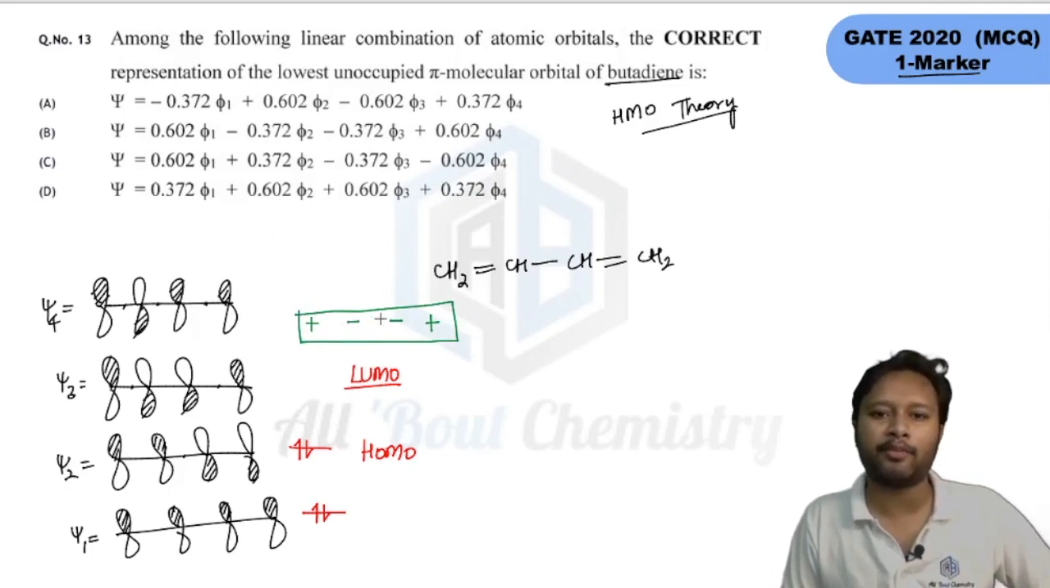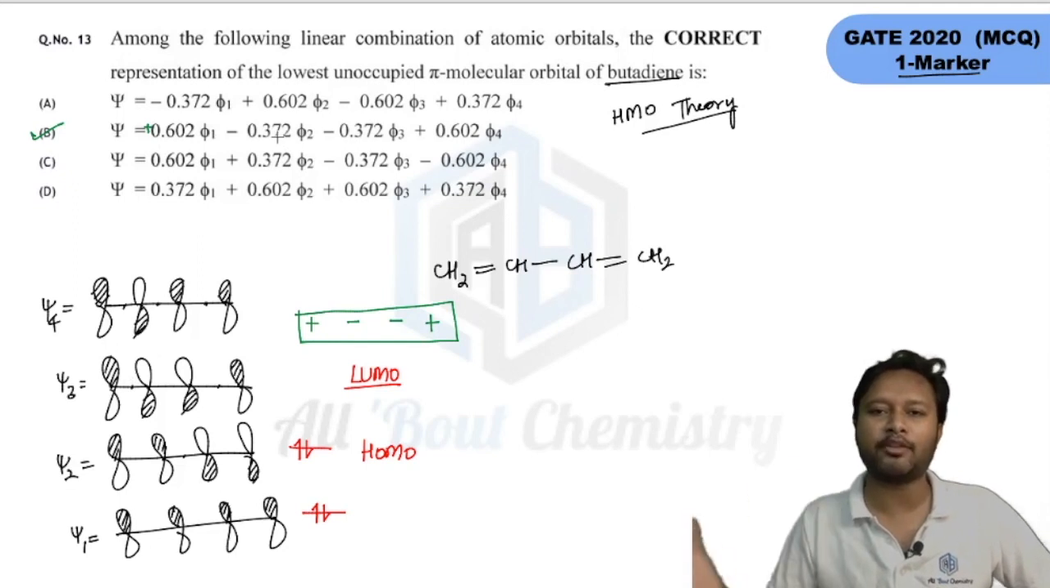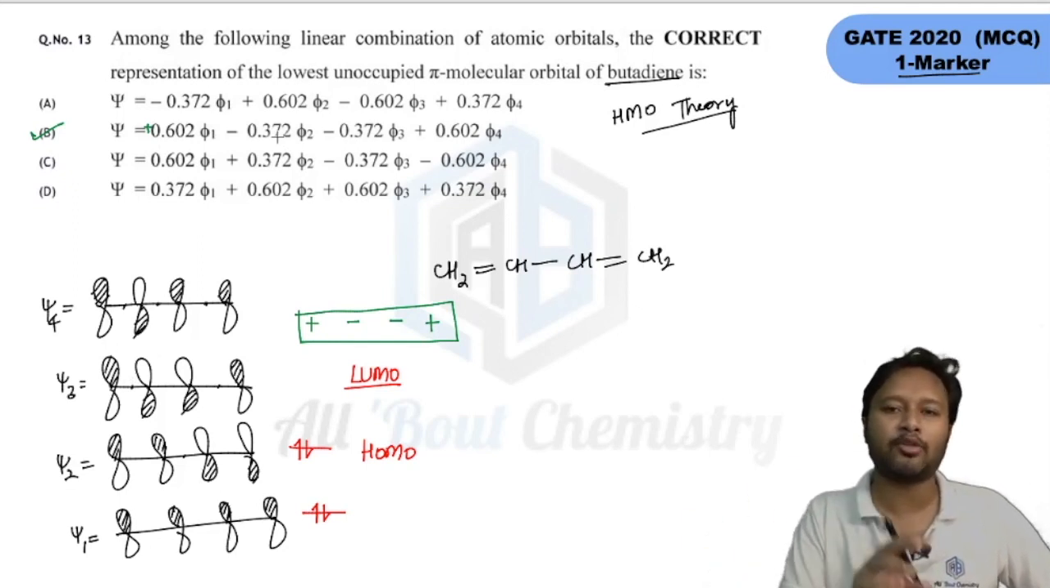So if you look at the options, where do we have this? That you should have plus, minus, minus and plus. If you look at it, option B is the one where you have plus here, then minus, minus and then again plus. You don't have to look at the wave function or these coefficients or any of the other things. This is the easiest way you can approach this question.